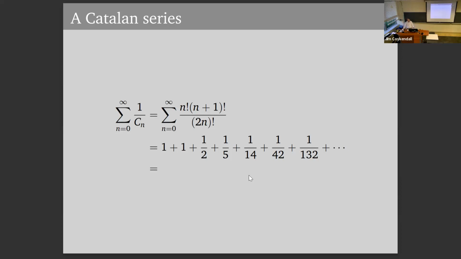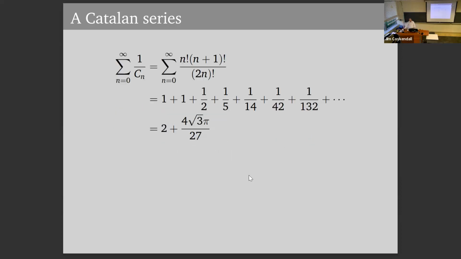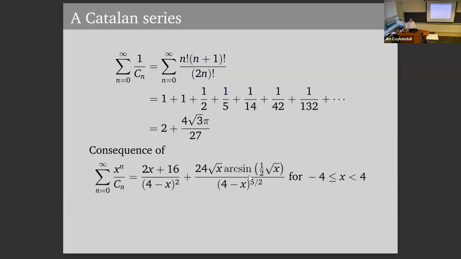E. It is not E. It is 2 plus 4 root 3 pi over 27. It's a special case. You plug x equals 1 into this. This series is this on its interval of convergence, which is -4 to 4.